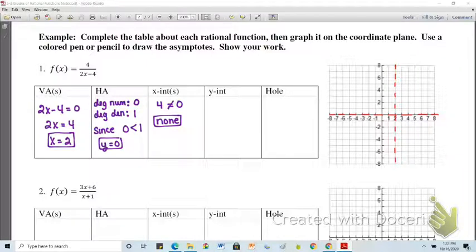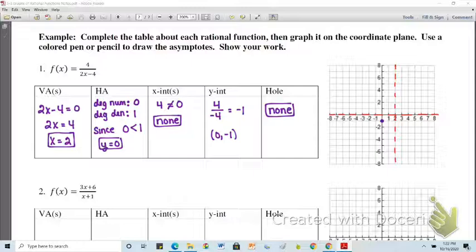My y-intercept is the ratio of the constants. So on top I have 4. On bottom it's -4. Remember, your constant is the number without the x. So I write this as a point. It's (0, -1). I'll come over here and draw that point. And since I did not cancel out any factors, I do not have a hole, so I put none.